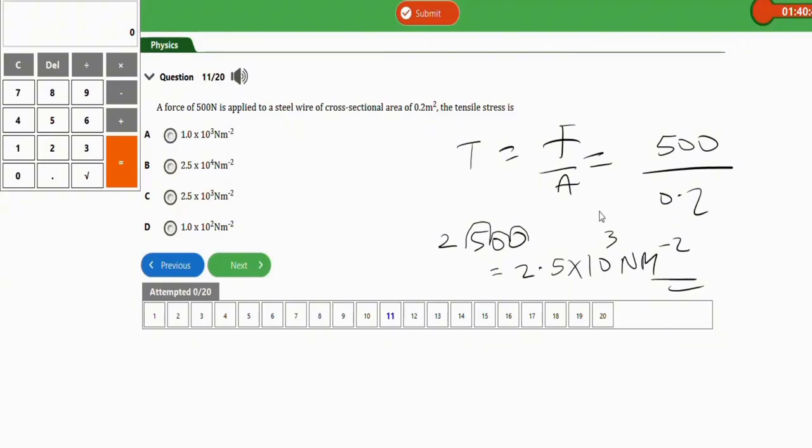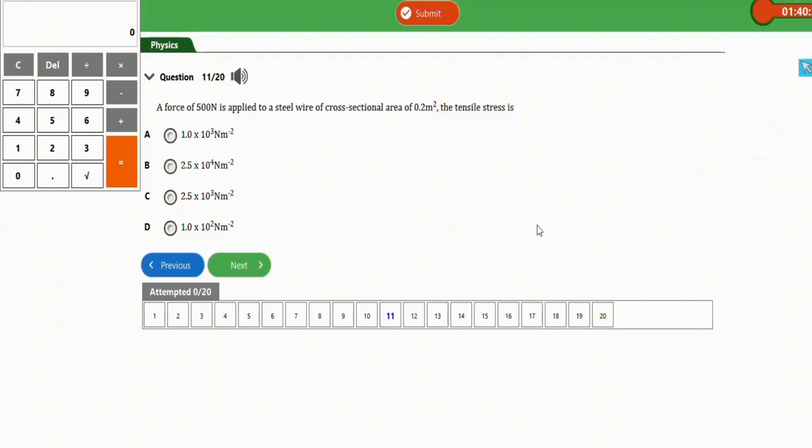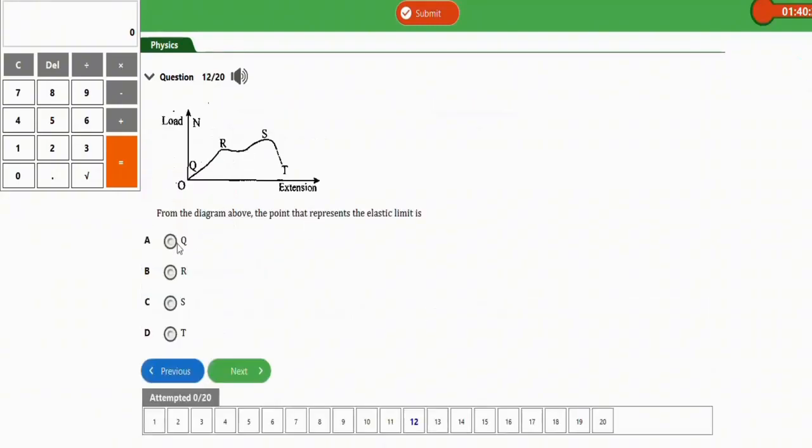Let's look at the next repeated question. It says, from the diagram above, the point that represents the elastic limit is. So guys, be taking note of these diagrams and what each of the alphabets represents. For this question, the point that represents the elastic limit is point R. So option B is the correct answer.